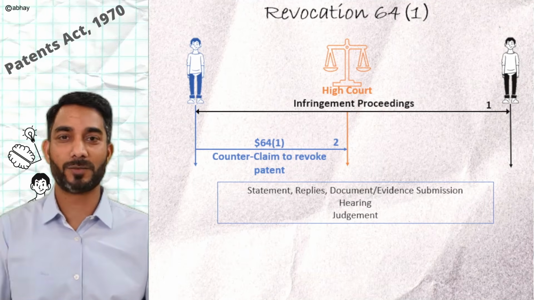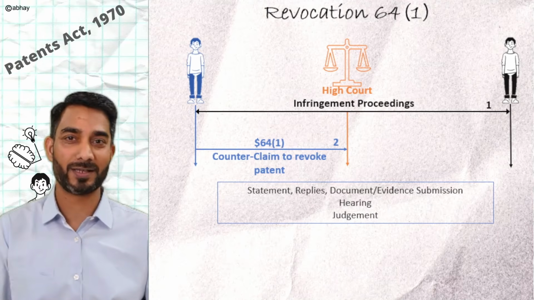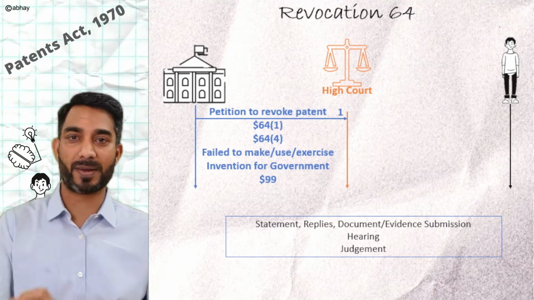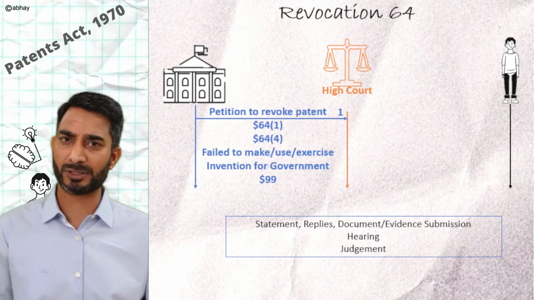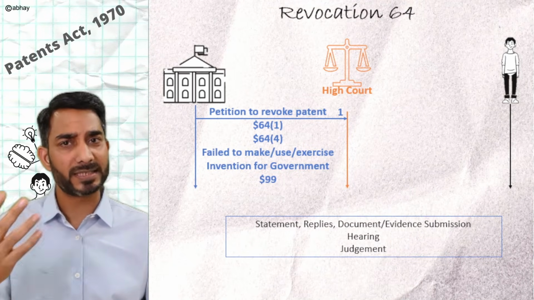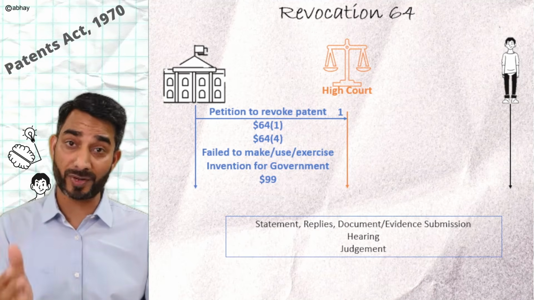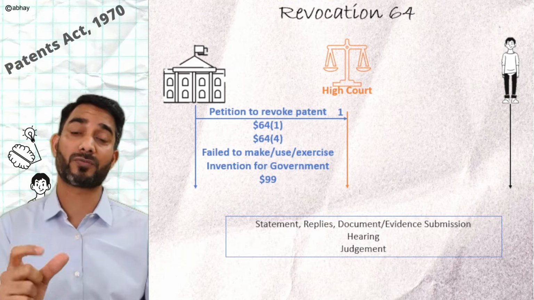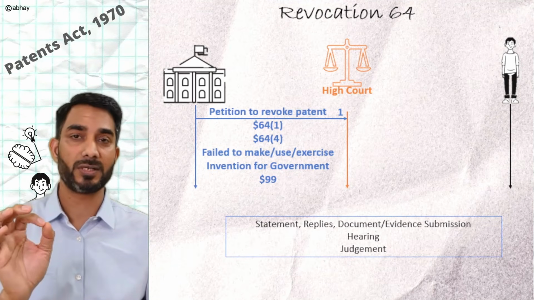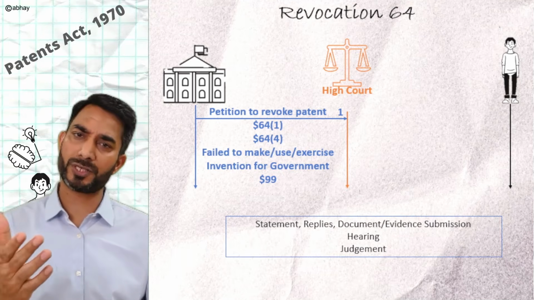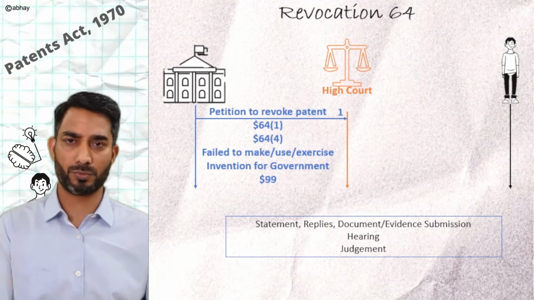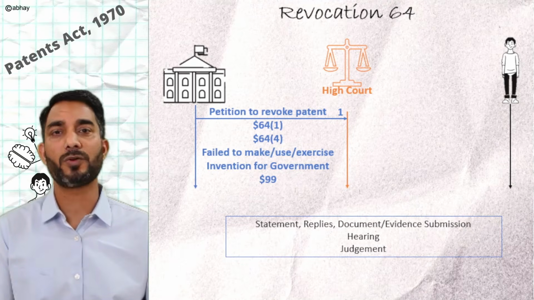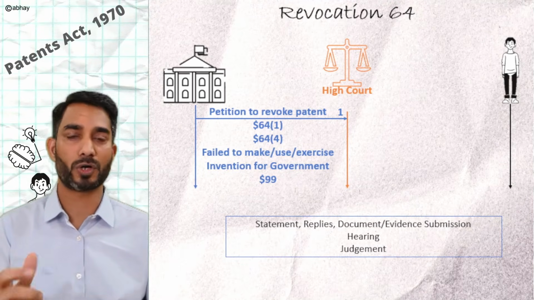Moving on to another party, the central government can also approach the High Court with a petition to revoke the patent on the grounds as mentioned earlier, or for the reason that the patentee has failed to make, use, or exercise the invention for the purpose of government as defined under section 99. Here also an opportunity could be provided to the patentee to provide their side of the story, and then the High Court will provide a judgment whether the patent needs to be revoked or not.